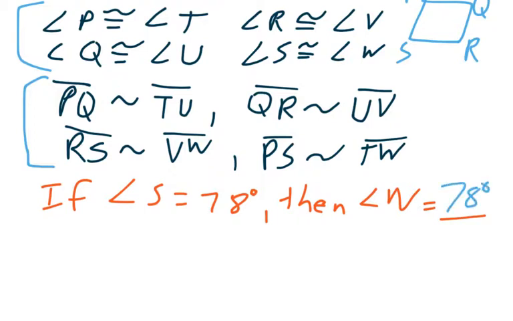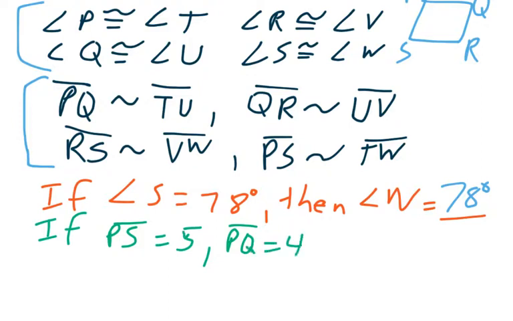And let's do one more. Let's do something with the sides. So if we know PS is 5, PQ is 4, and let's say that TU is 6, then find TW.